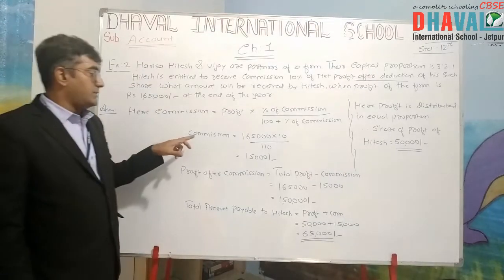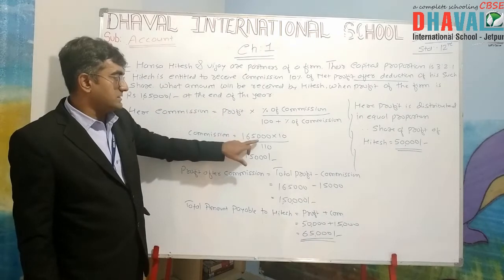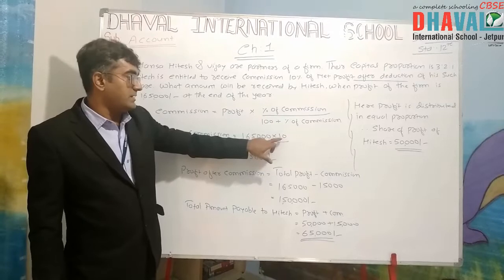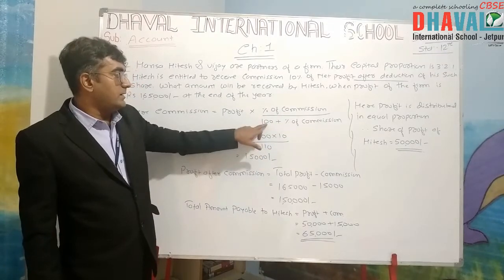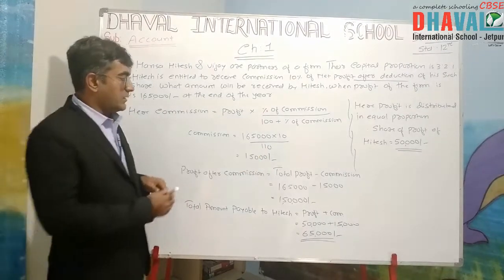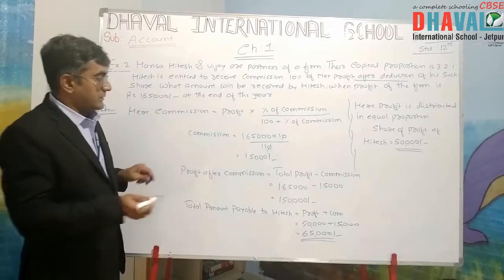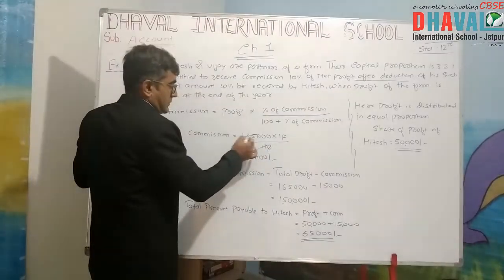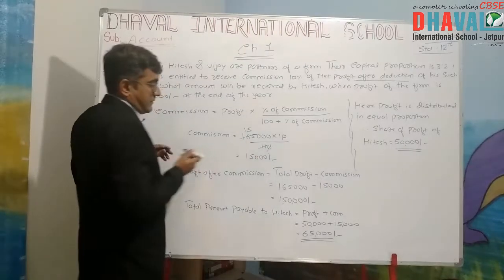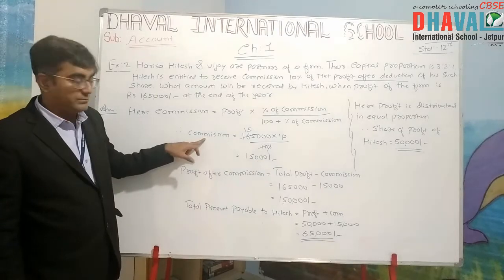Now we find the commission. Commission equals profit 1,65,000, percentage of commission is given as 10%, so we write 10, divided by 100 plus 10, we get 110. Now cancel the terms, 0 cancels. 11 ones are 11. You get left 1 and 15 then. You get 15,000 rupees as the commission.